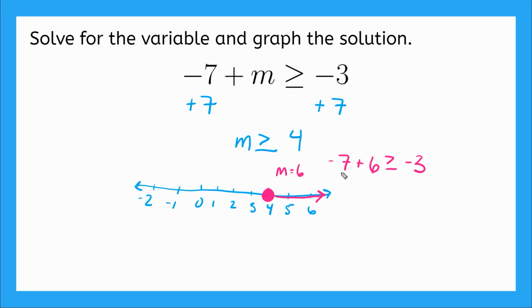And now I just go ahead and I solve. Negative 7 plus 6, that's equal to negative 1. Is negative 1 greater than or equal to negative 3? Yeah, negative 1 is greater than negative 3. So that checks out, and that helps prove that my solution set is correct. It's always handy to test some solutions to make sure we got our answer right.